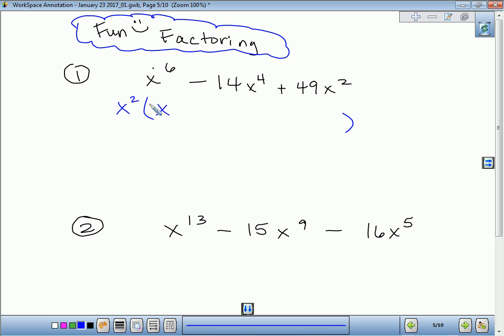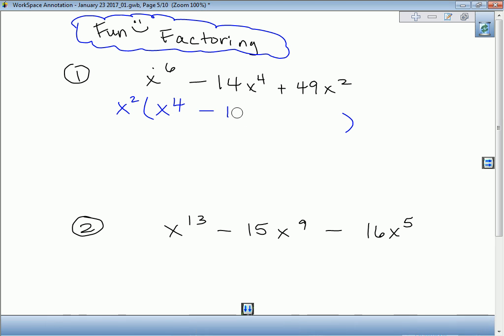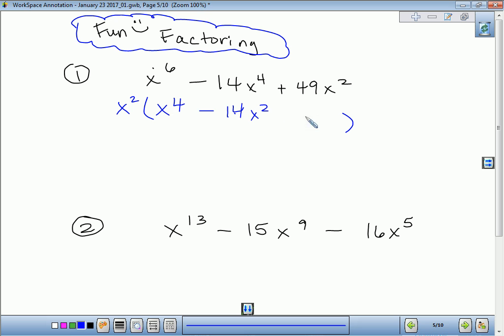So if this is a 2, what does this have to be to make 6? A 4. And what does this need to be? A 2.